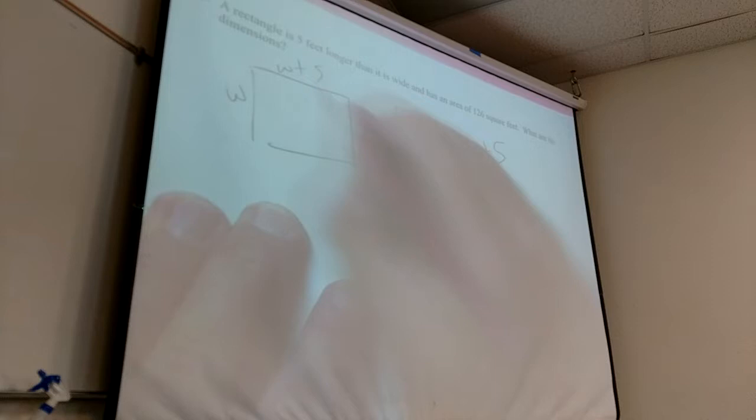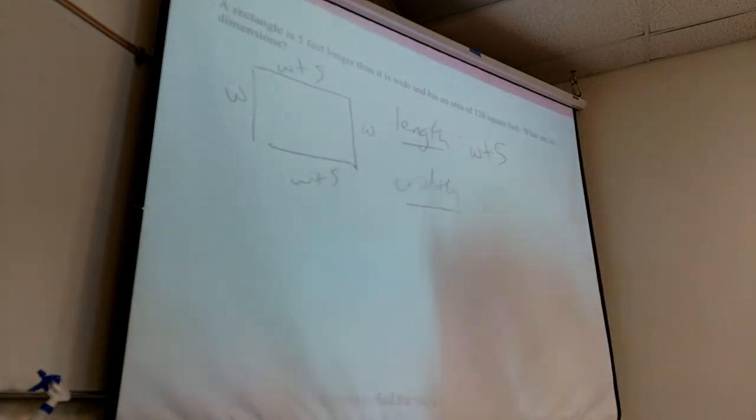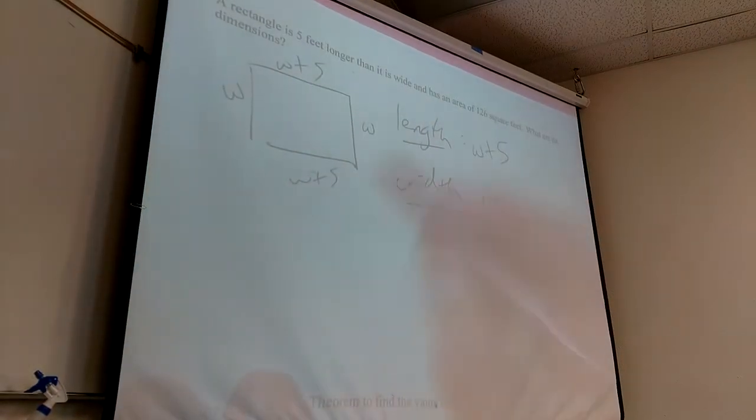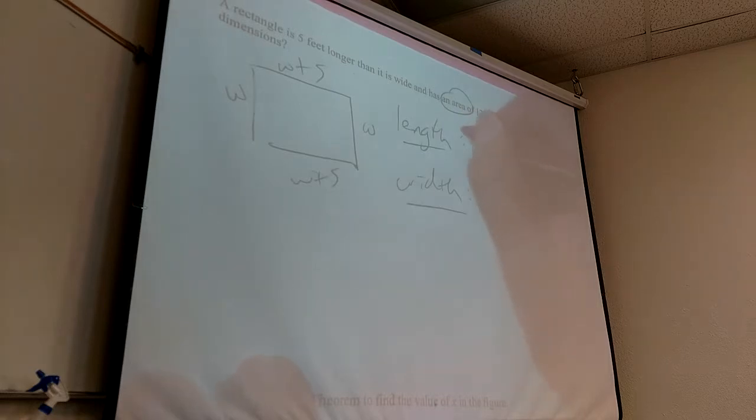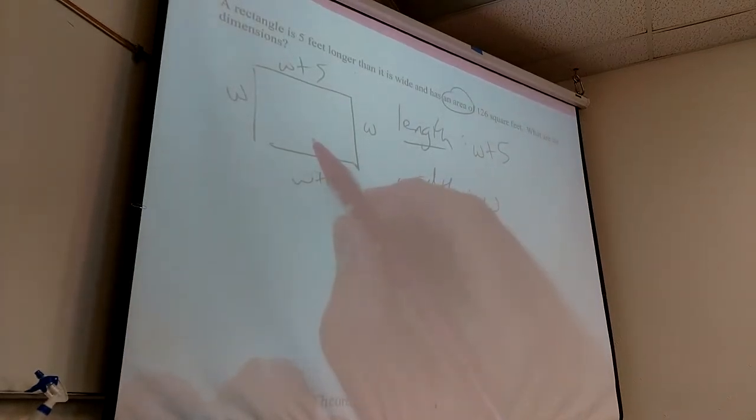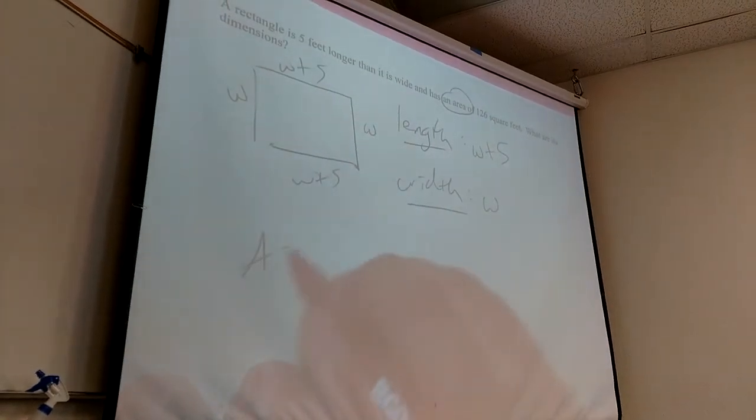And now, if I label stuff, W plus 5, W. What's the area, though? I don't need all those, right? Perimeter would be add them all up, but this is area. You got to pay attention. This is area. What's the area of this thing? Yeah, so the area would be length times width. And they tell me that that actually is equal to 126. There's my equation now.